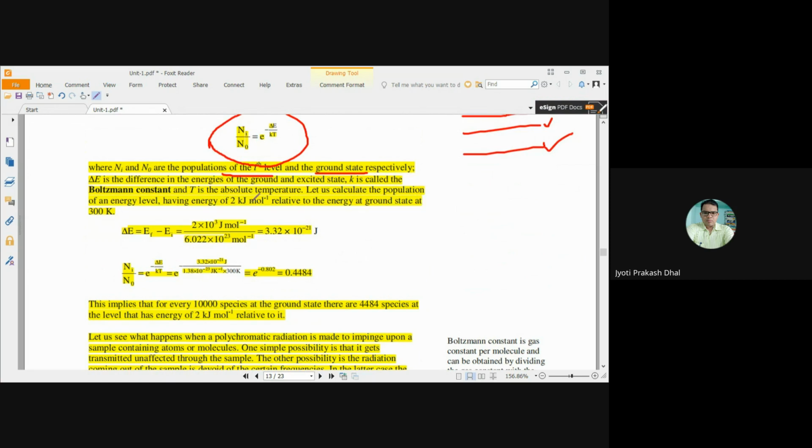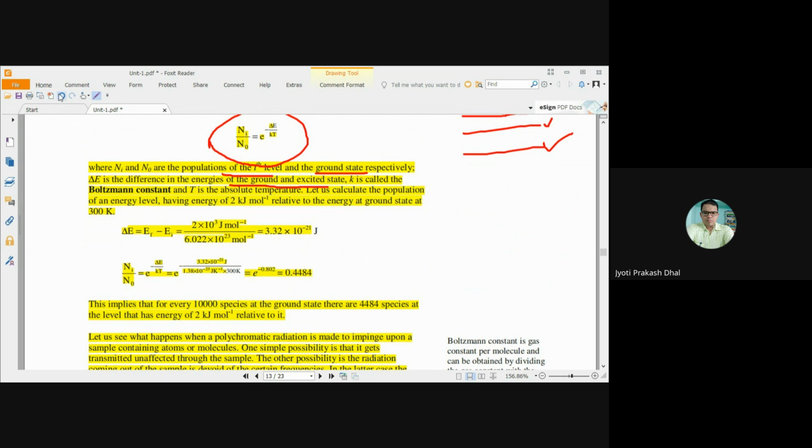And del E is the difference in energy of the ground and excited state. K is called the Boltzmann constant, and again you have to remember the value of the Boltzmann constant, that is 1.38 into 10 to the power minus 23 joule per Kelvin. I am repeating that one. The value of the Boltzmann constant is 1.38 into 10 to the power minus 23 joule per Kelvin.